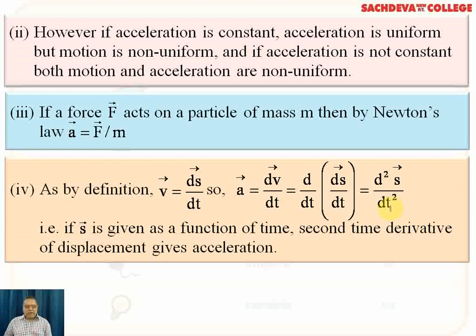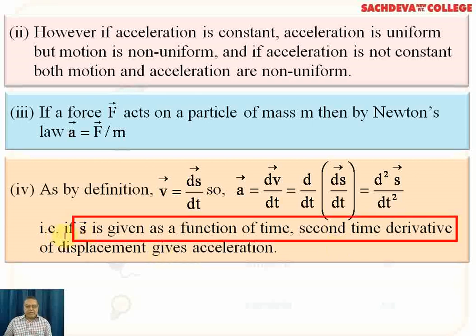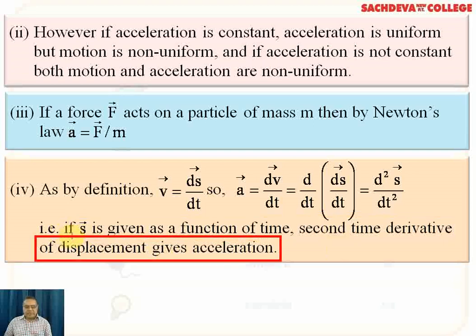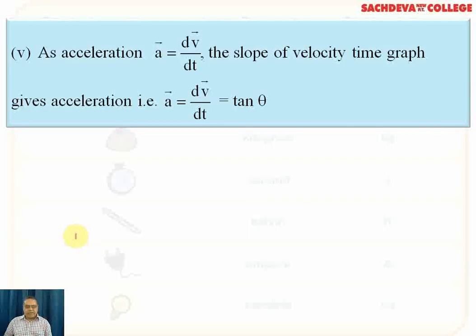So what exactly have we seen at this point? If we take the derivative of displacement, it will be velocity, and if we take the derivative of velocity, it will become acceleration, and the representation will be the double derivative of displacement. If the displacement vector is given as a function of time, the second time derivative of displacement gives acceleration.